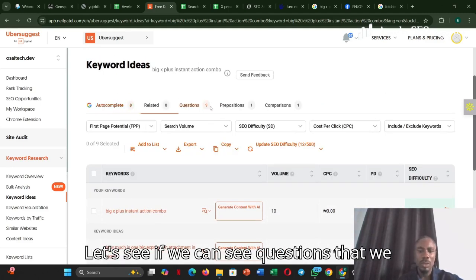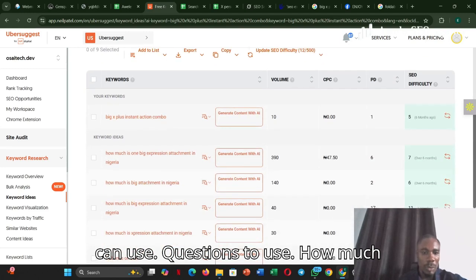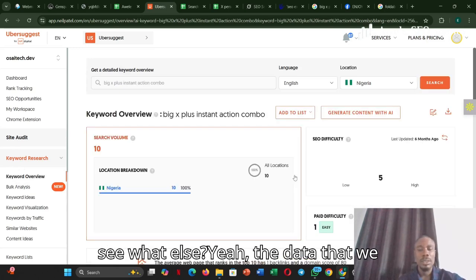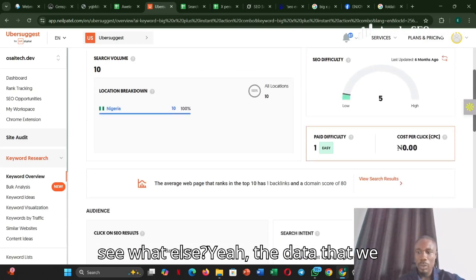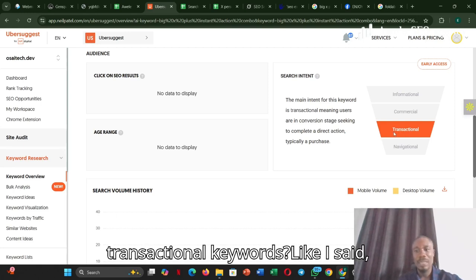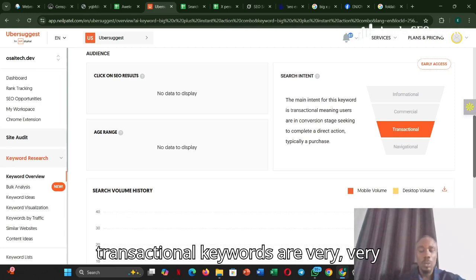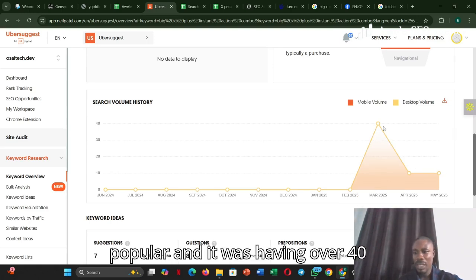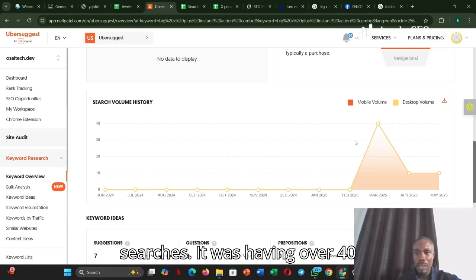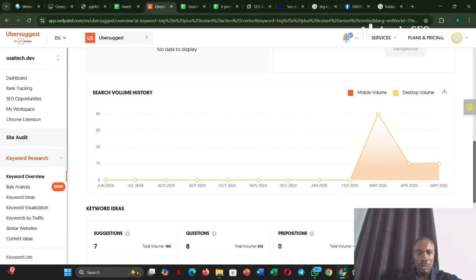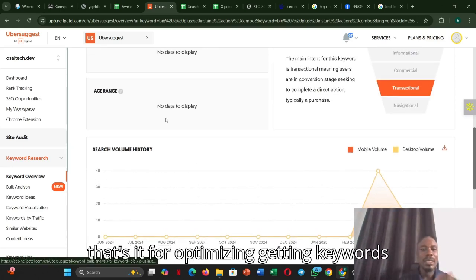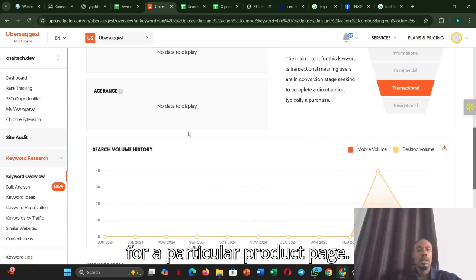Let's see if we can see questions that we can use. How much is... these are not related as well. So let's move on to keyword overview. Let's see what else. Yeah, the data that we know as well. It is a transactional keyword. Like I said, transactional keywords are very, very important. The search volume recently became popular and it was having over 40 searches in a month. So let's move on to Big X active. These are not necessary. So that's it for optimizing, getting keywords for a particular product page.